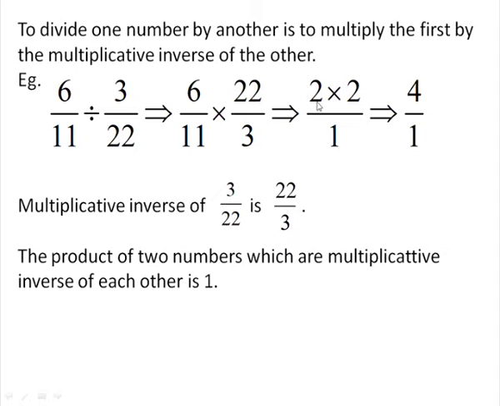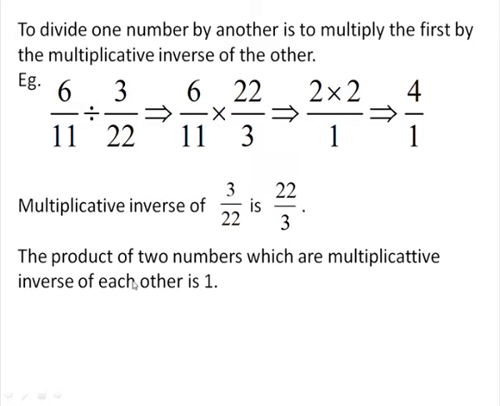Now multiply numerator with numerator. 2 multiplied by 2 is 4. 4 upon 1. Hence, the quotient of 6 upon 11 divided by 3 upon 22 is 4. 4 upon 1 is also read as 4. Now, here the multiplicative inverse of 3 upon 22 is 22 upon 3.